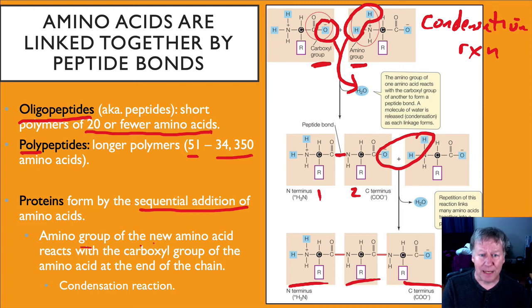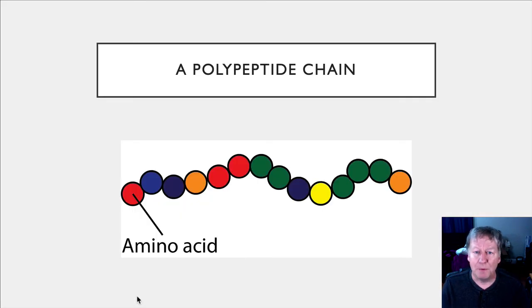And each amino group of the amino acid reacts with the carboxyl group of the previous amino acid in a condensation reaction, ultimately forming long chains. And we end up with a polypeptide chain. So here you can see we have a chain of amino acids bonded together from condensation reactions, held together by peptide bonds, and each circle here of a different color represents a different amino acid.